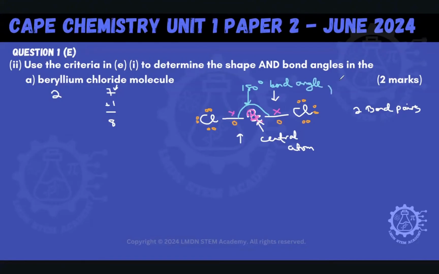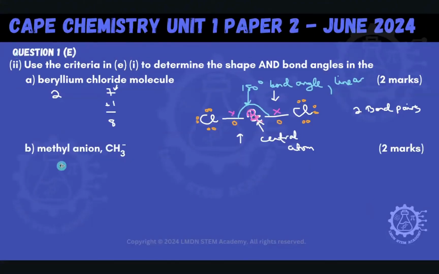And when you have that, your shape is linear. So beryllium chloride is a linear molecule in its shape, and it has a 180-degree bond angle. Whenever you have two bonded pairs around a central atom, that's how they're going to organize themselves to minimize the repulsion. So we've applied our criteria that we discussed earlier here. All right, so that's beryllium chloride. So let's go ahead to part B of this.